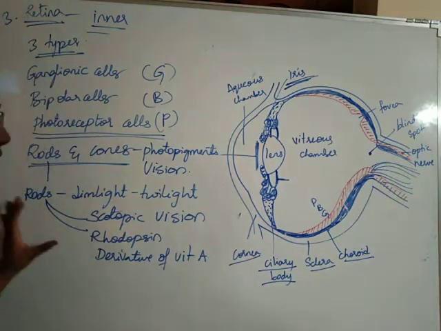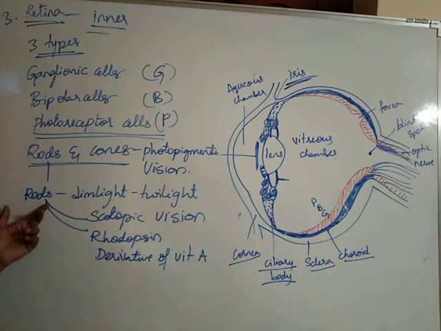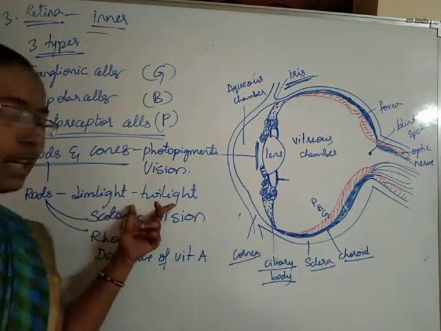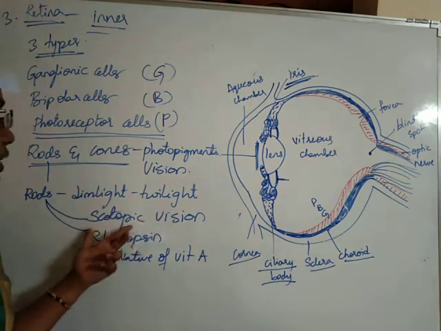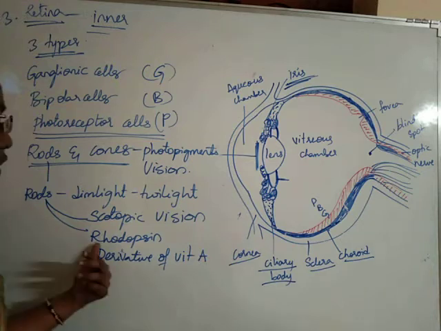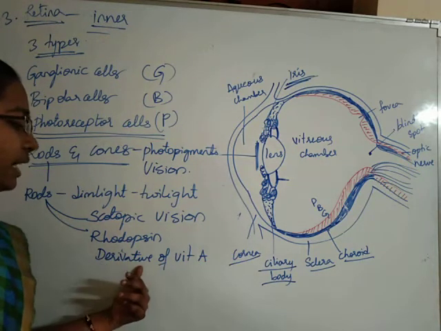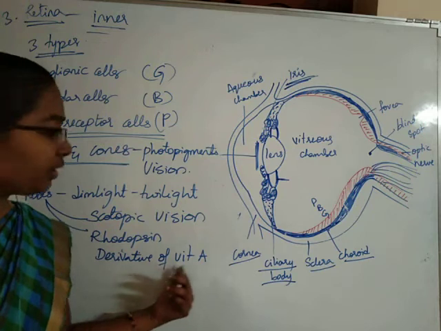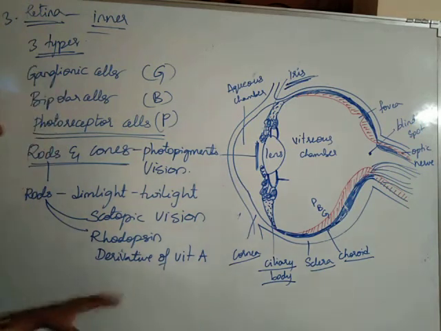Students, this is regarding rods. Rods are involved in dim light vision or twilight vision. Such vision is called scotopic vision. These rods contain a photopigment called rhodopsin, which is a derivative of vitamin A. Now, let us learn regarding cones.